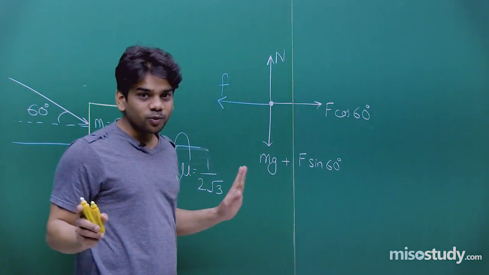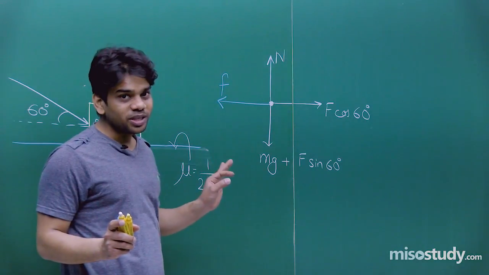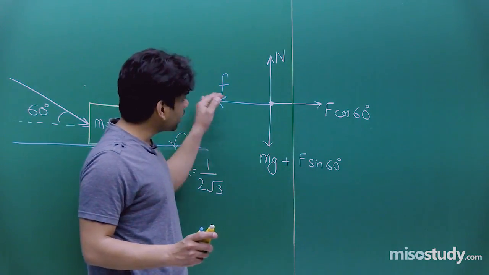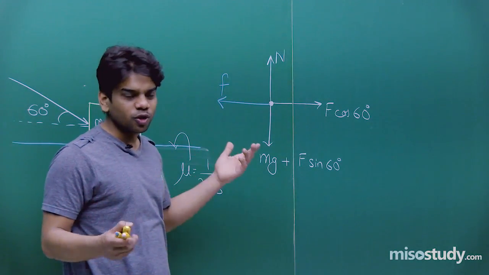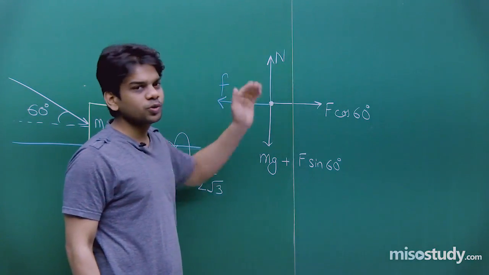The body is not moving, that means the body is in equilibrium. That means we can equate the forces acting along the horizontal to 0 and the forces along the vertical also to 0.